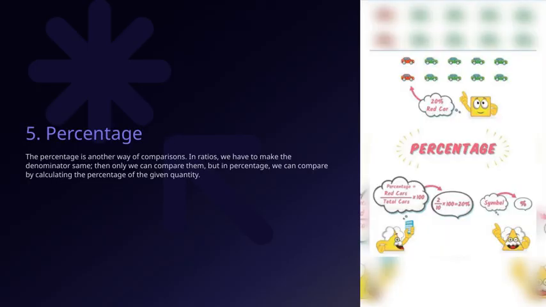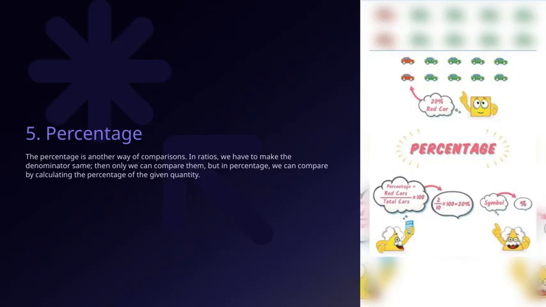Now, let's talk about the concept of percentage. The percentage is another way of making comparisons, and it's really useful because it helps us understand proportions easily. When we use ratios, we often need to make the denominators the same before we can compare them directly. But with percentages, we can compare different quantities simply by calculating what percentage each one is of a whole.